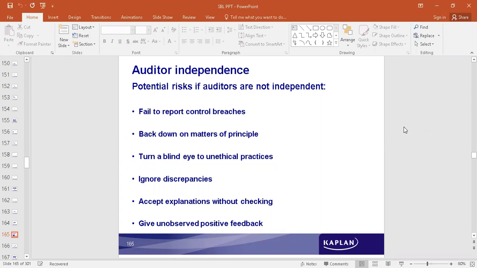Now we see auditor independence. Someone who verifies the financial statements and gives a fair view should always have an independent approach. Should have an independent review taken up.